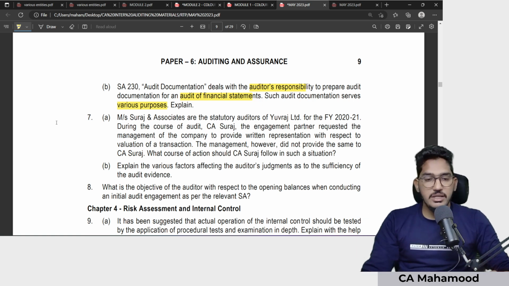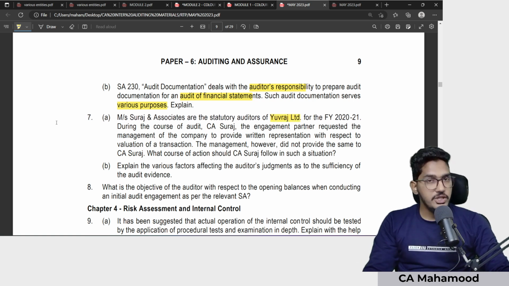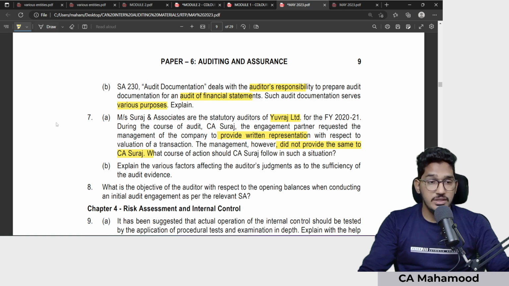Next one. Suraj and Associates are the statutory auditors of Yuvraj Limited for the financial year 2021. During the course of audit, CA Suraj, the engagement partner, requested the management of the company to provide written representation with respect to valuation of transaction. The management, however, did not provide the same to CA Suraj. What course of action CA Suraj should follow in this case?